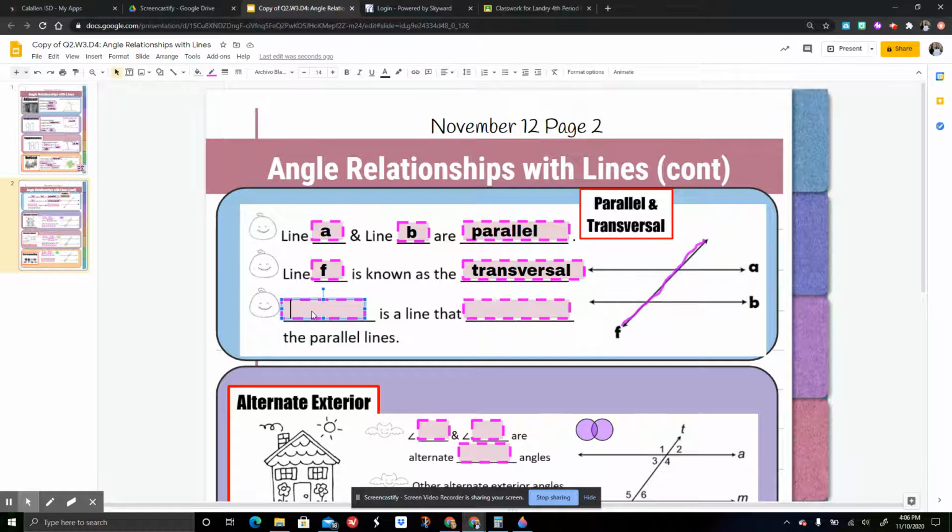The transversal, I'm going to have to resize it. I'm probably going to resize the text as well because it's still too big for the box. Okay, a transversal is a line that intersects parallel lines. So that's all it takes to make it a transversal, because it is intersecting both A and B, which are parallel.